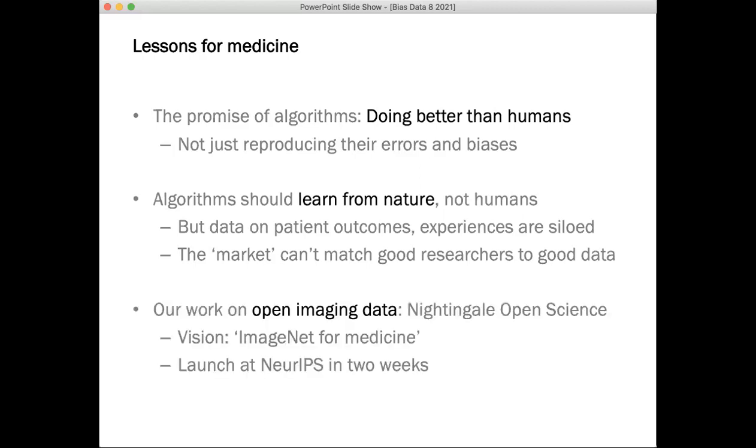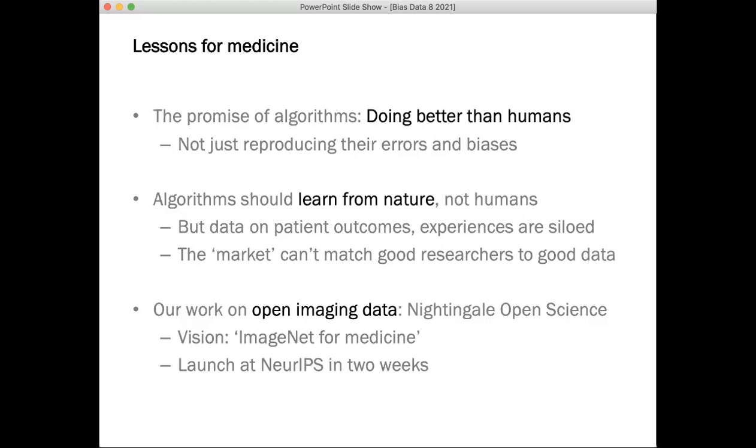And so I wanted to mention one way that we're trying to fix that problem. We started a nonprofit organization called Nightingale Open Science, and we're launching that at NeurIPS, which is one of the big computer science conferences, in a couple of weeks. And the idea is basically ImageNet for medicine.